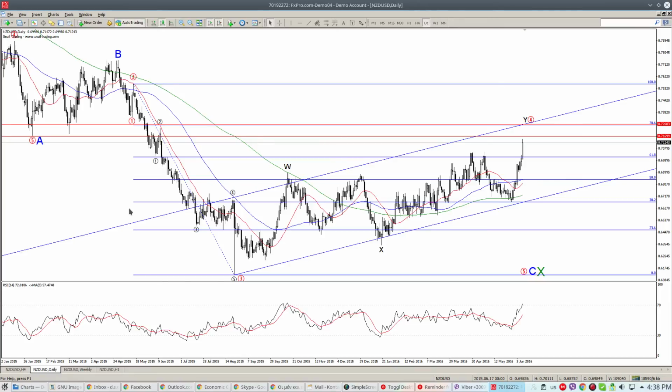Invalidation, I'm repeating here, invalidation comes at 0.73168, and as long as prices remain below that level, the whole wave 4 scenario will remain valid.